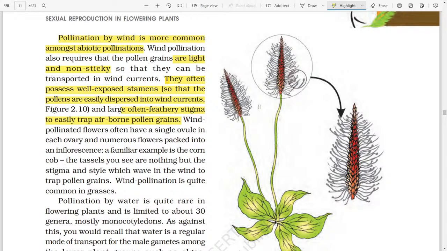Wind-pollinated flowers often have a single ovule in each ovary and numerous flowers packed into an inflorescence. A familiar example is the corn. Corn is an example of wind pollination. The corn cob. The tassels are the stigma.